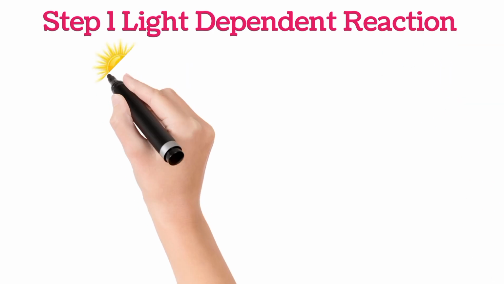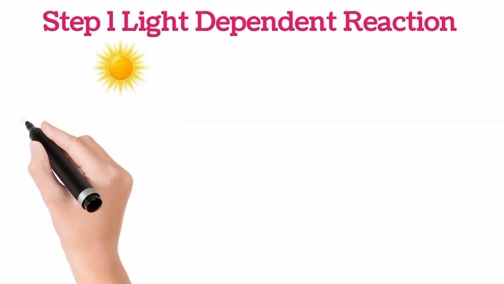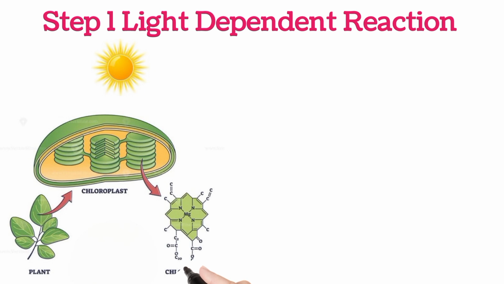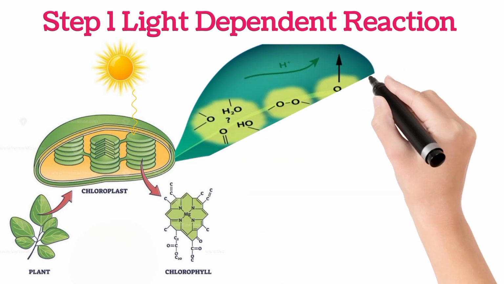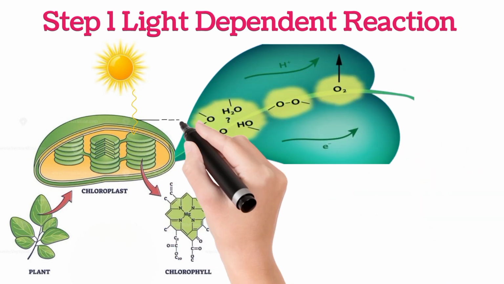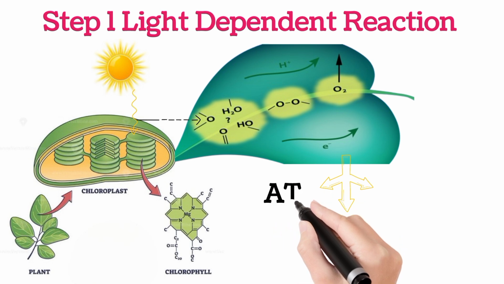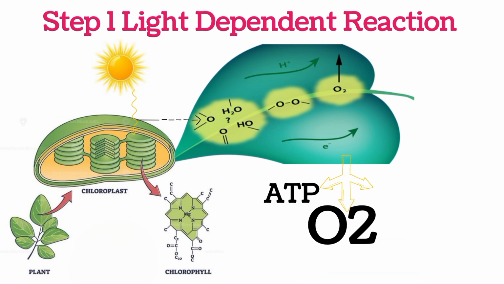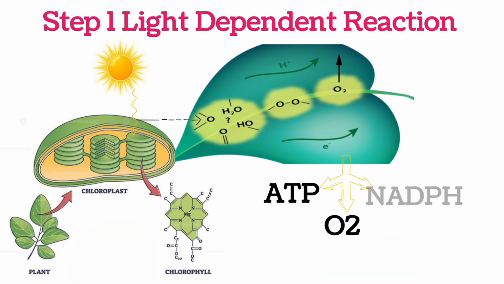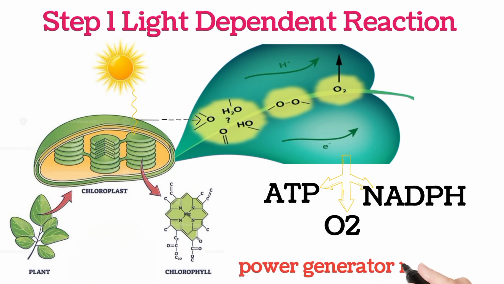Light-dependent reactions. In the first stage, called light-dependent reactions, sunlight is absorbed by chlorophyll, a pigment in the chloroplasts. This light energy splits water molecules into oxygen, protons, and electrons. Oxygen is released into the atmosphere, while the energy carriers, ATP and NADPH, are formed to fuel the next stage. Think of this stage as the power generator for the plant, producing energy to make food.